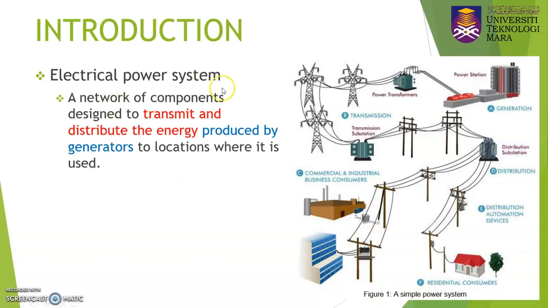So what is the electrical power system? An electrical power system is a network of components designed to transmit and distribute the energy produced by the generators to the location where it is used. So we need to transmit and distribute the energy provided by the generation to the end user. Here is the user, here is the user, and here is the user. This is what we call an electrical power system.